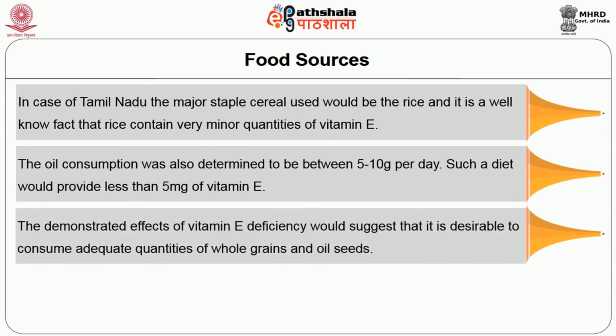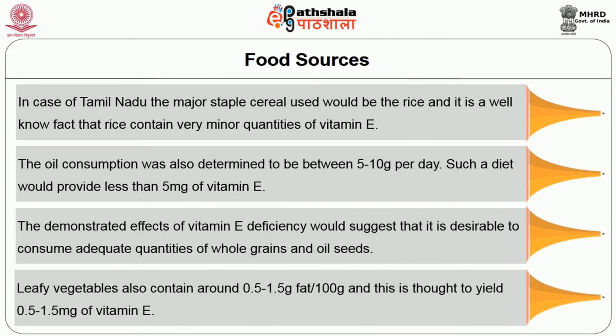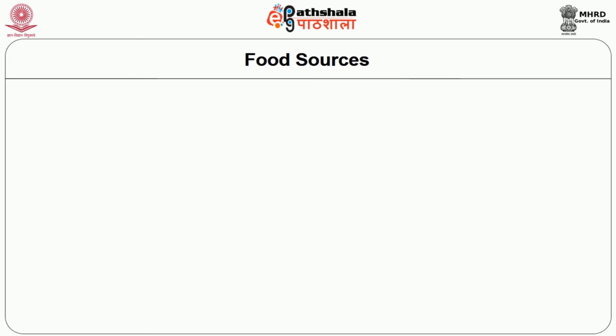The demonstrated effects of vitamin E deficiency would suggest that it is desirable to consume adequate quantities of whole grains and oil seeds. Leafy vegetables also contain around 0.5 to 1.5 gram fat per 100 gram, and this is thought to yield 0.5 to 1.5 milligram of vitamin E.